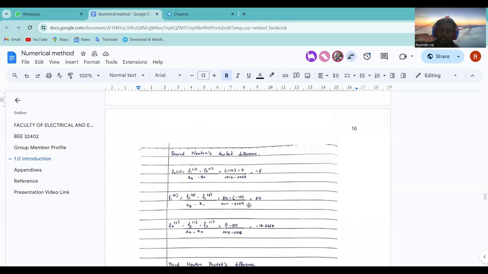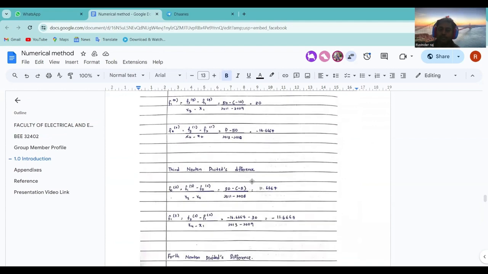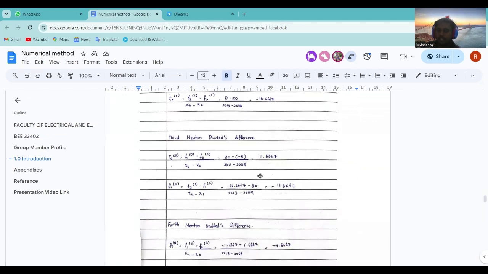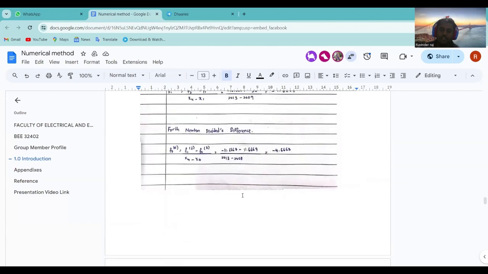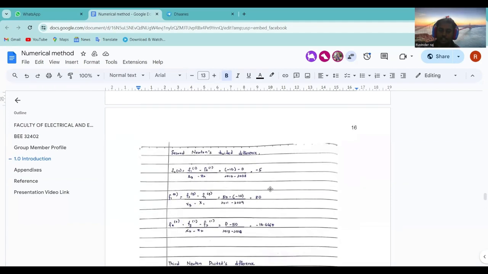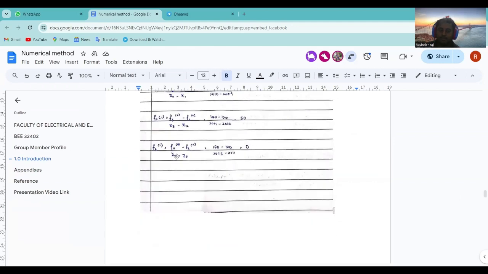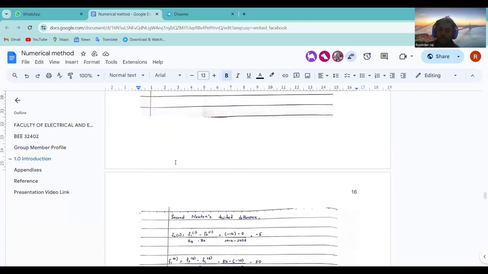And for the second Newton's divided difference, by using the formula, we can find that f0 equals -5, f1 equals 30, f2 equals -16.6667. For the third Newton's divided difference, we can find that F0 equals 11.6667 and F1 equals negative 11.66667. And lastly, for the fourth Newton's divided difference, we can find that F0 equals negative 4.667. So from the first one, the F0 reduces one by one.